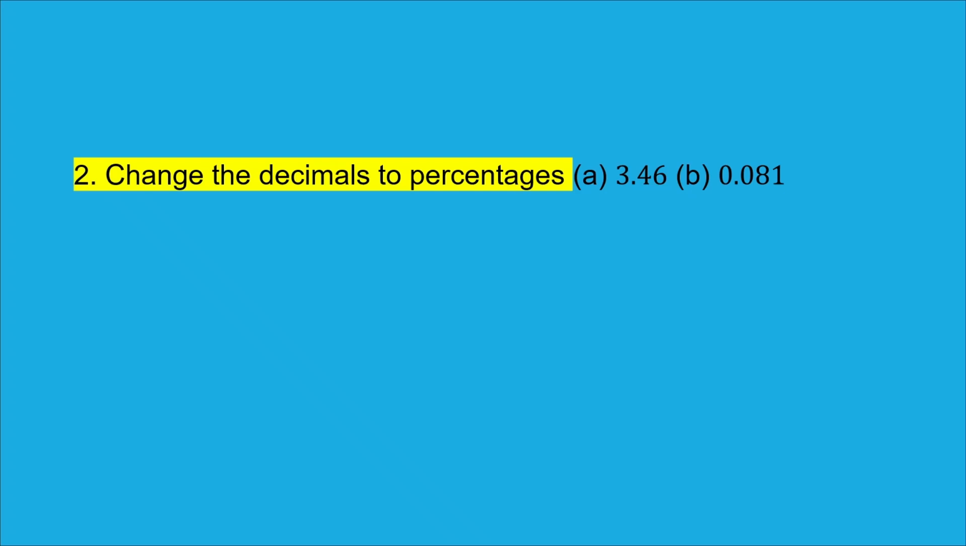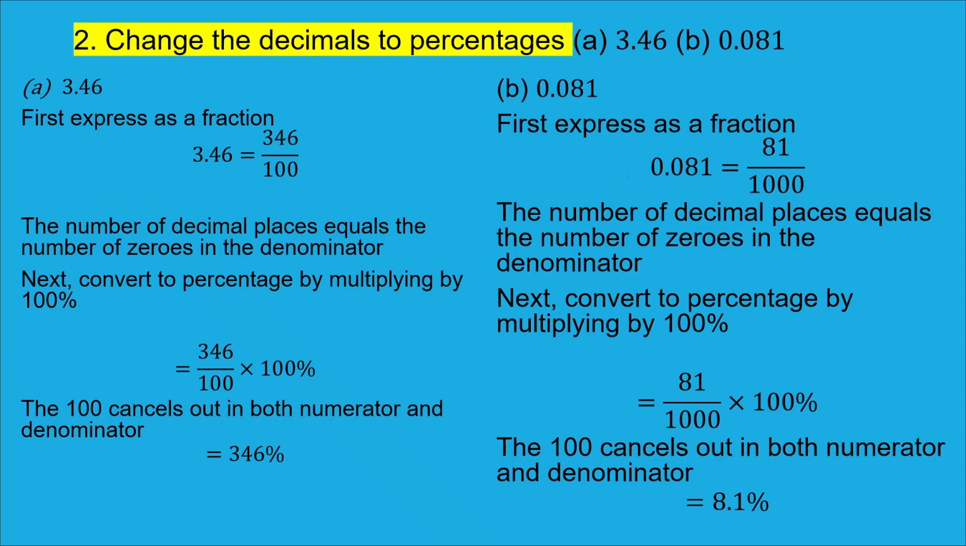Change the decimals to percentages. A 3.46 and B 0.081. For part A, we first express as a fraction, and that is 346 over 100 because the number of zeros equal to the number of decimal places. Next, we convert to percentage by multiplying by 100%, and we have 346%.